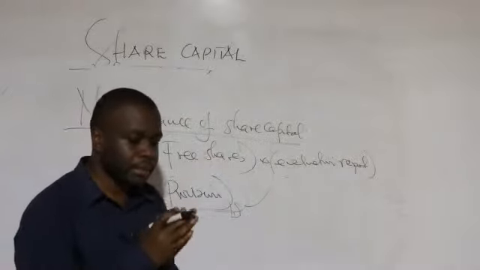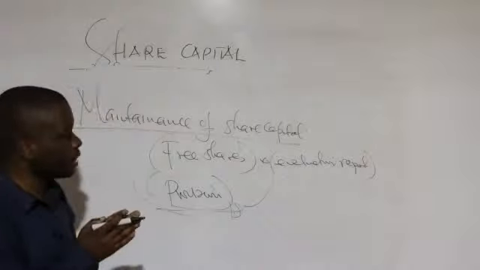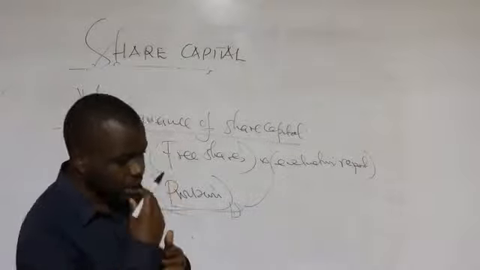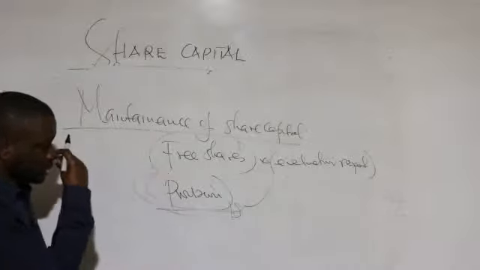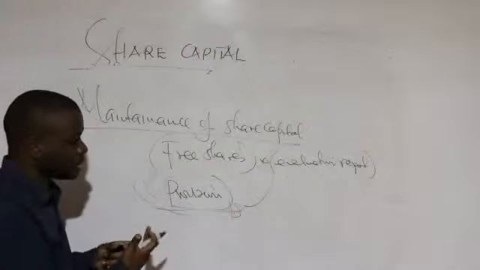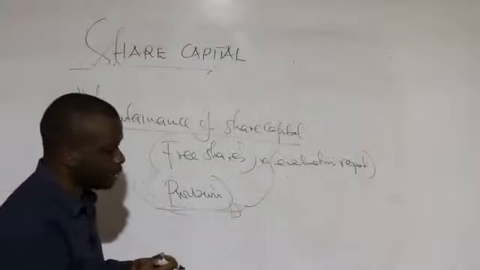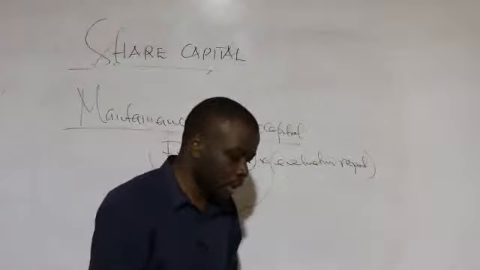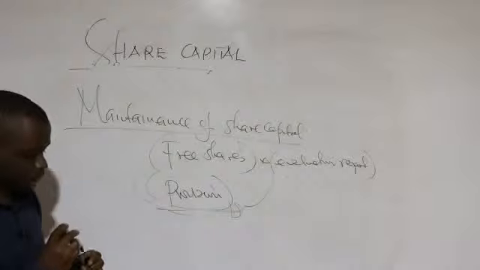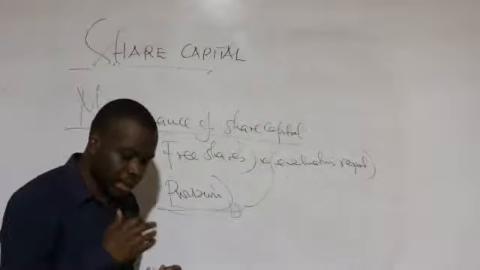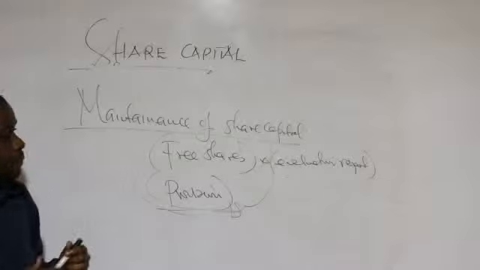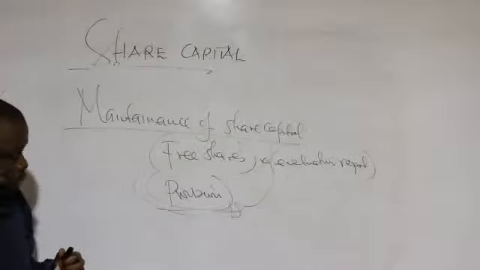For example, if the company has made profits, that's when they can go ahead and pay dividends out of the profits made. So dividends shouldn't be distributed out of share capital, but only out of distributable profits. Those are the ways through which a company can ensure that it maintains the share capital according to the requirements of the Companies Act. And I've told you, maintenance of share capital is very key.